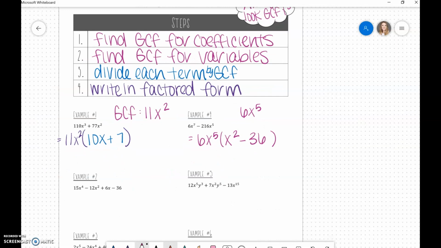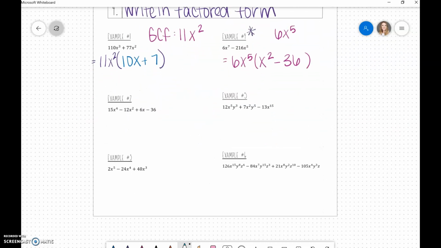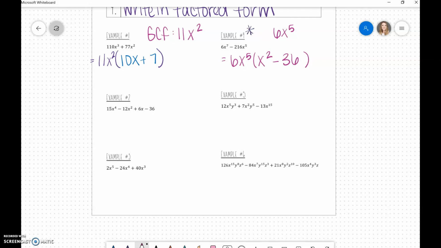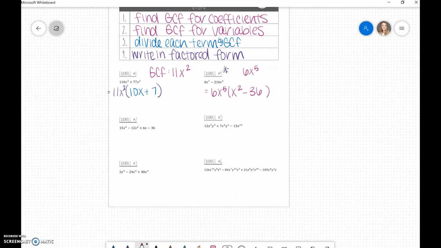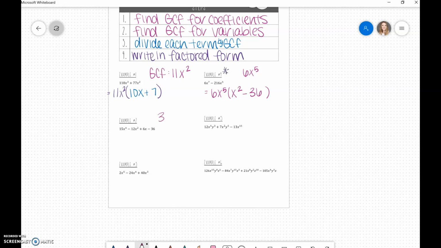I would put a star by example number 4. It's fine as it is right now as we're working with greatest common factor. Technically, this can factor further. That's the type of problem that we'll take a look at later. For example number 2, I'm kind of going all over the place. We have 4 terms, and if you look at each of them, our greatest common factor will end up being a 3. So we can pull a 3 out of each of them. We will be left with 5x to the 4th minus 4x squared plus 2x minus 12.